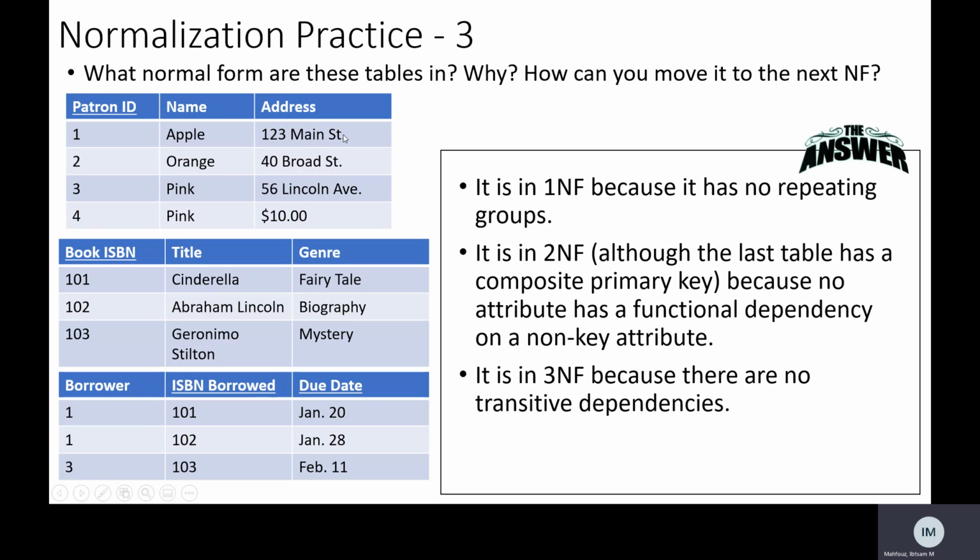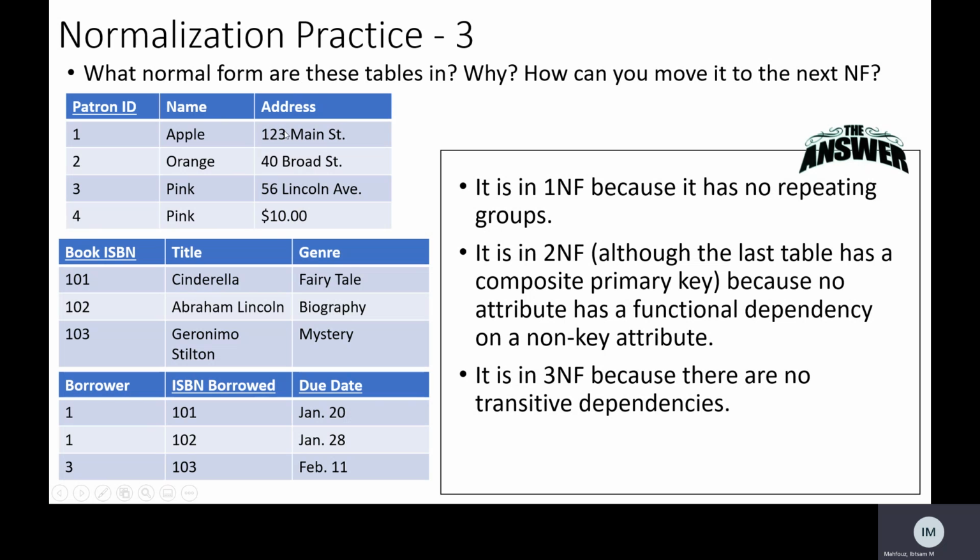But if you say I'm going to split and you decide to split the patron ID with their name in one table and the patron ID and the address in another table, you haven't done anything because that second table also has the patron ID as the primary key.